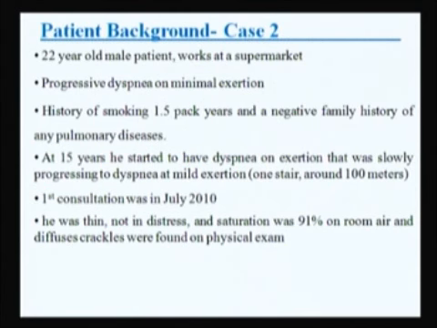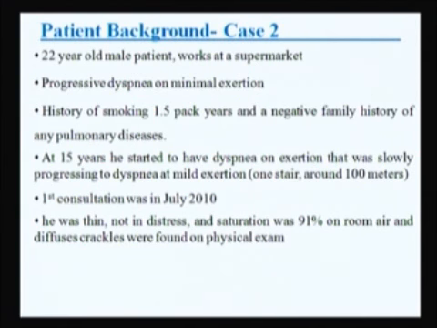A few words on the second case. This is a case that you will probably rarely see, and this was a case that Dr. Waqid had in her practice, and she shared with us. A 22-year-old male patient who works at a supermarket had progressive dyspnea on minimal exertion and a history of smoking 1.5 pack-years and a negative family history of any pulmonary diseases.